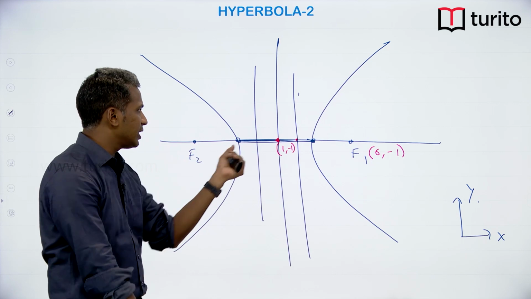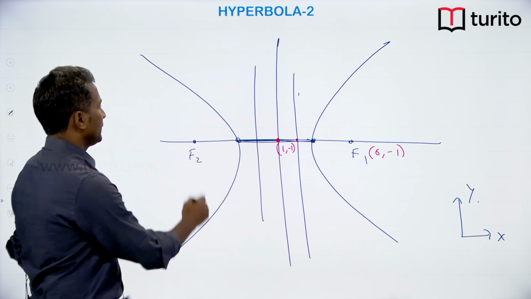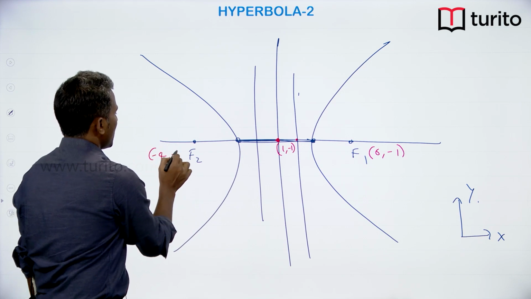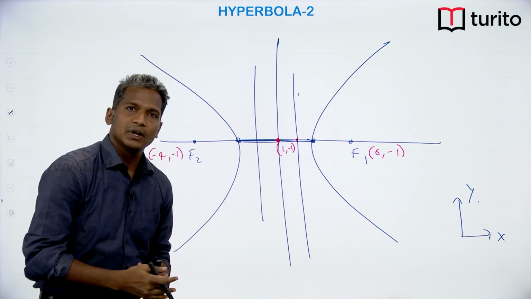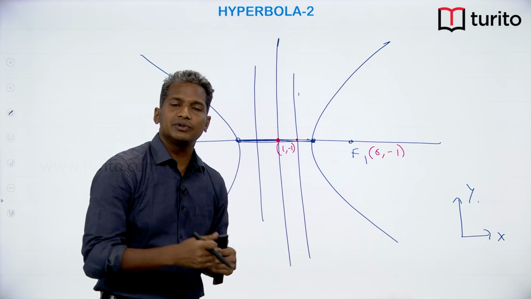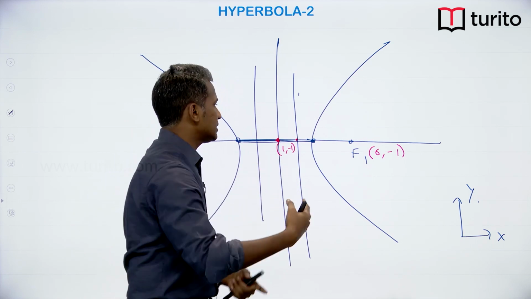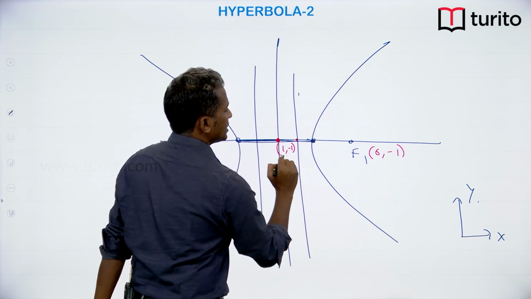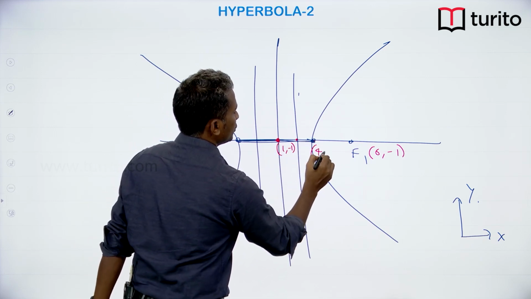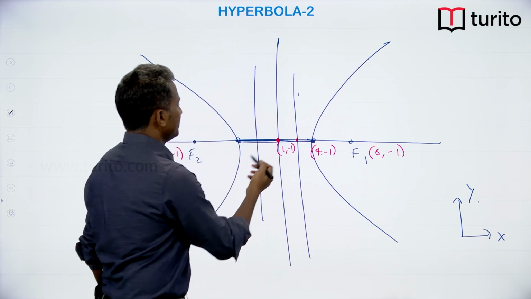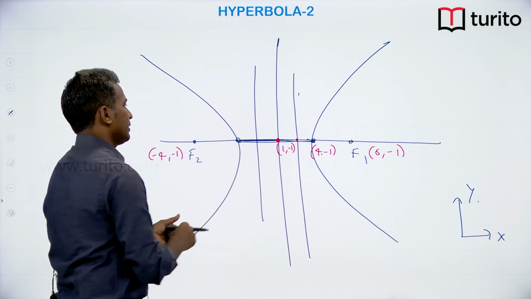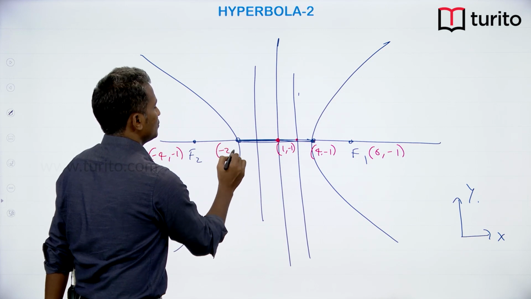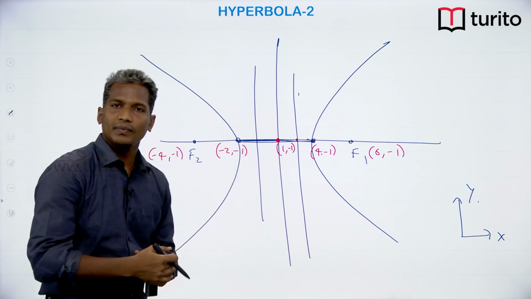Similarly, to get F2 we have to travel 5 units left. So that means it becomes 1 minus 5, which is minus 4, and the y coordinate will remain the same. What about the vertices? We have to travel a units distance, and the value of a is 3. So from the center go 3 units right, so it becomes (4, -1), and similarly from the center go 3 units left, then this becomes 1 minus 3, that means (-2, -1).